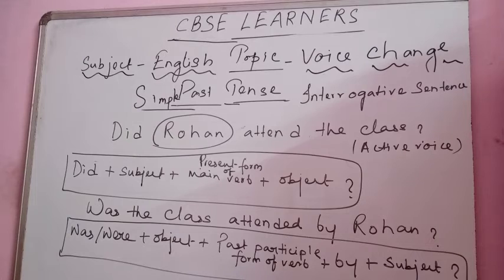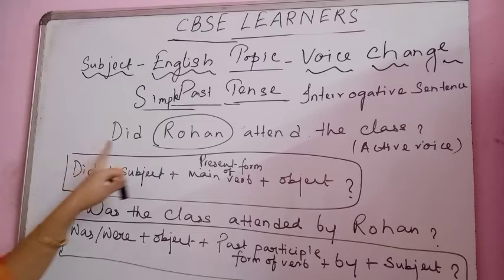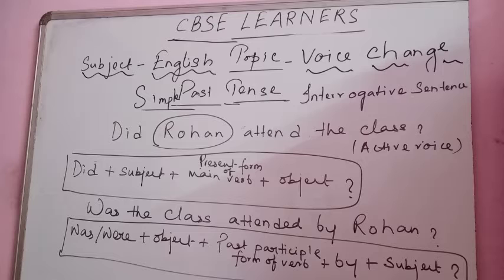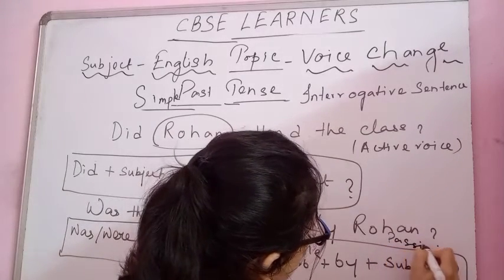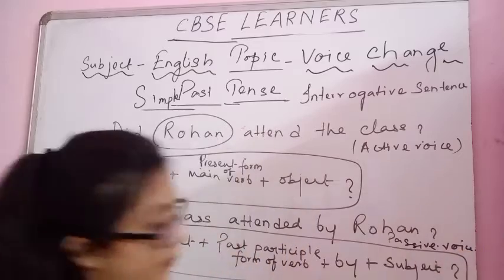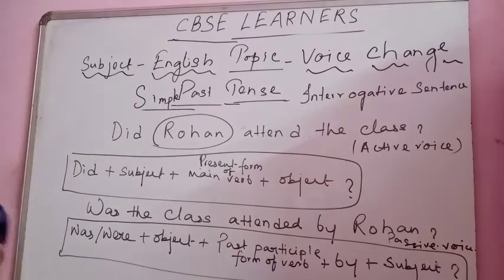Okay, now if we want to use it in negative, so we'll be using here did Rohan not attend the class, or you can use didn't Rohan attend the class. It depends on you which one you want to use. Didn't Rohan attend the class? If like that, wasn't the class attended by Rohan? Okay, or was the class not attended by Rohan? Okay, so it will be same, just we need to add the not. Okay, so I hope this interrogative sentence is clear to you. This is in case of, the last one is passive voice. Okay, so let me give you one example of negative, it will be clear to you.